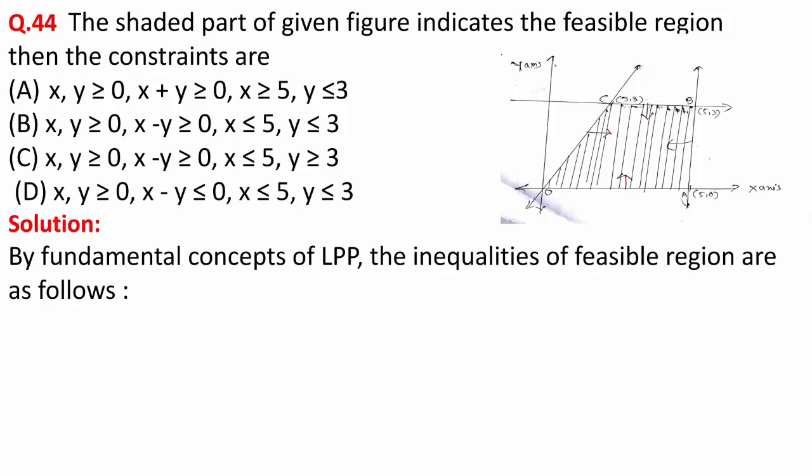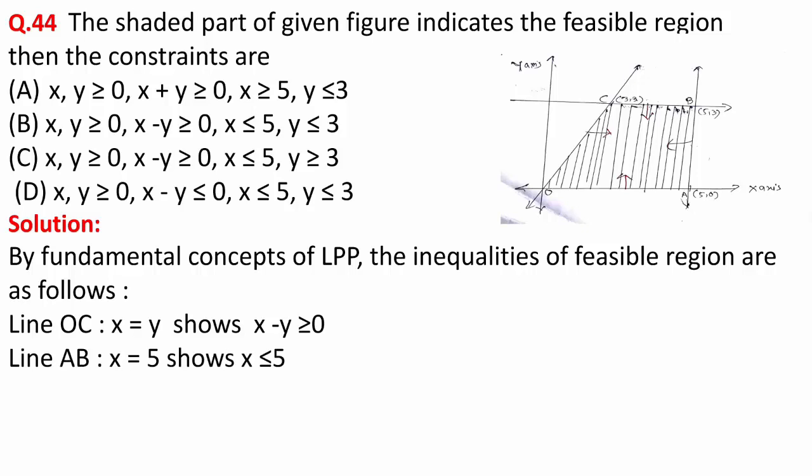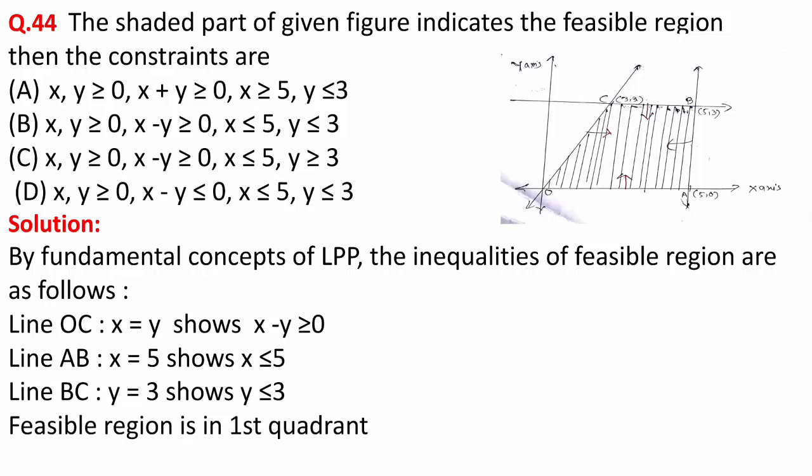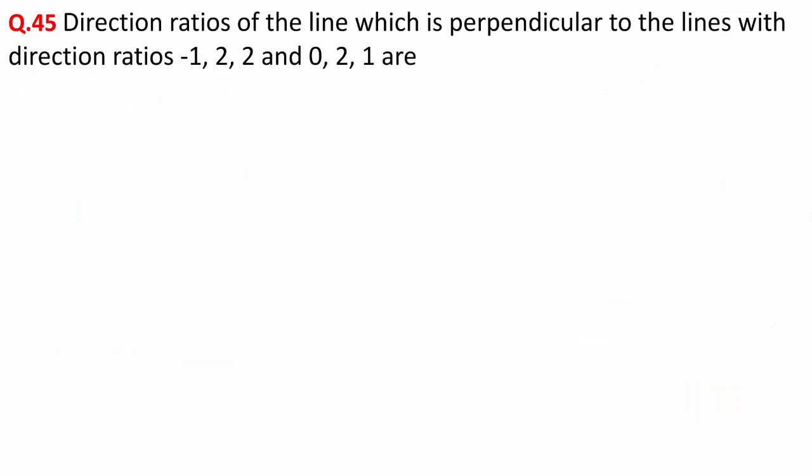Solution. By the fundamental concept of linear programming problems, the inequalities of the feasible region are as follows. Line OC, that is x equal to y, shows x minus y greater than or equal to 0. Line AB, x equal to 5, shows x less than or equal to 5. Line BC, y equal to 3, shows y less than or equal to 3. The feasible region is in the first quadrant, that is x greater than or equal to 0, y greater than or equal to 0, and hence the correct option is B.